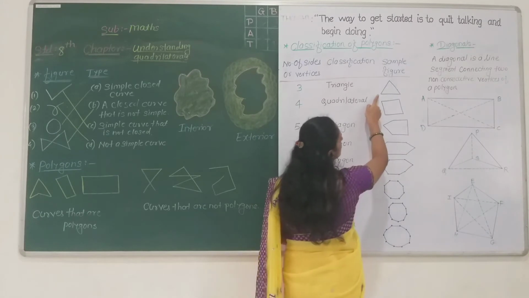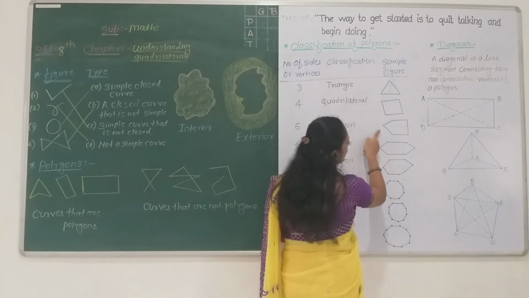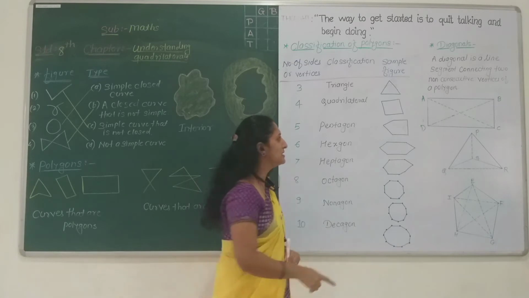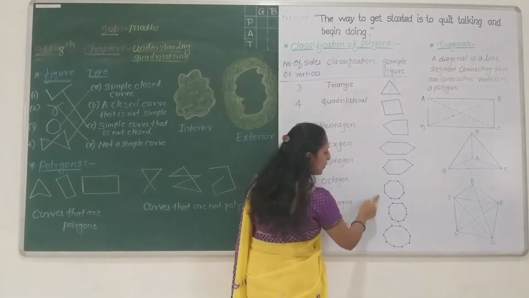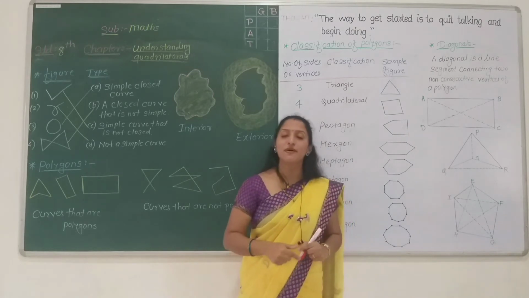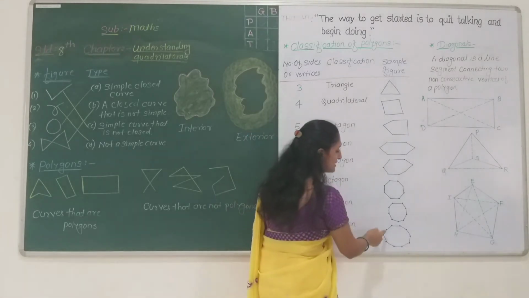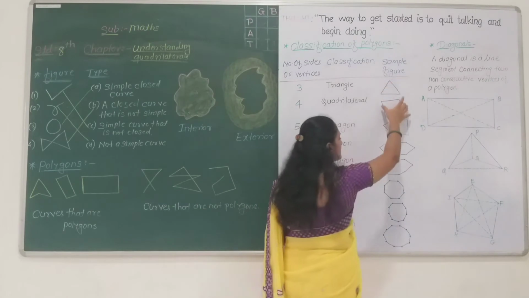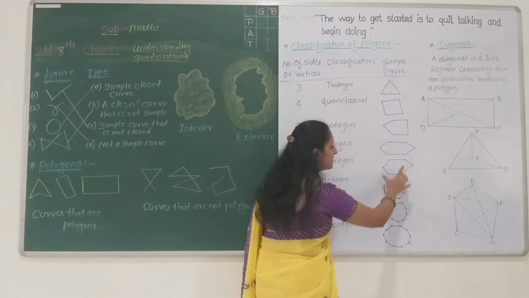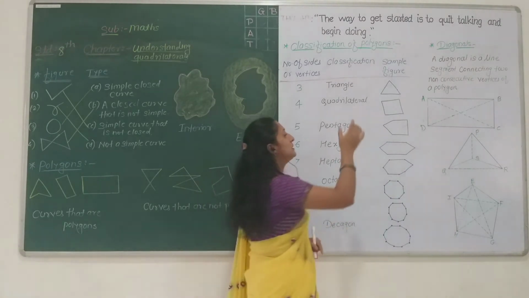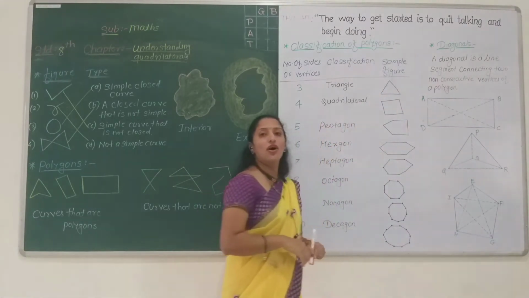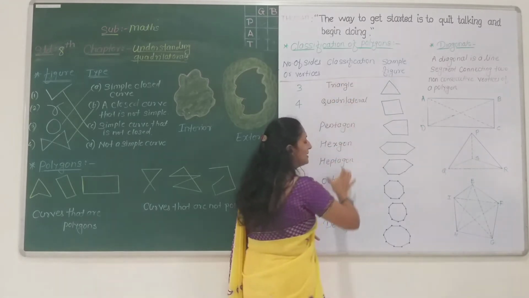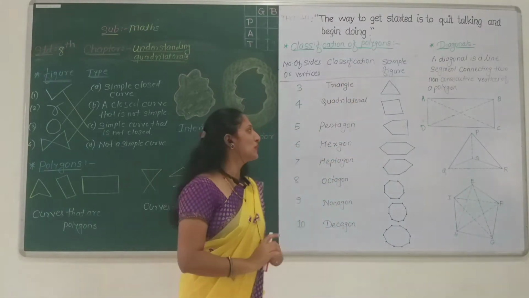Look at these figures. These are all closed curves, and they are all simple closed curves. They are only made up of line segments. So all these figures are polygons. And depending on the number of vertices or number of sides, we can name each figure as some type of polygon.